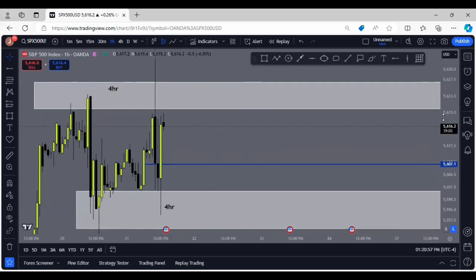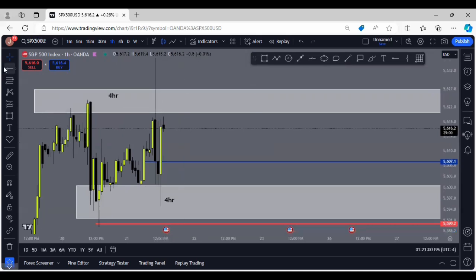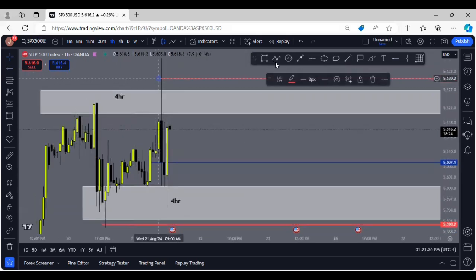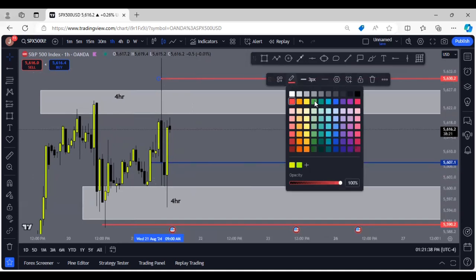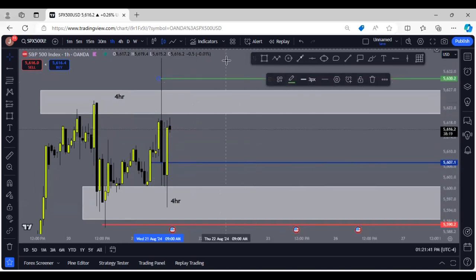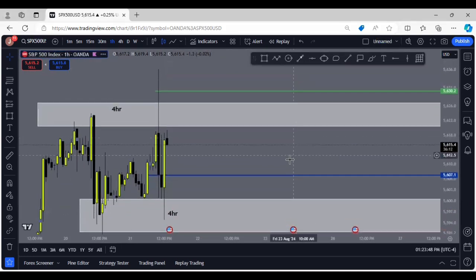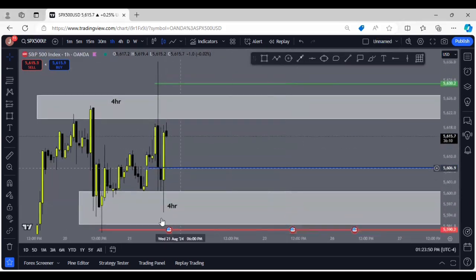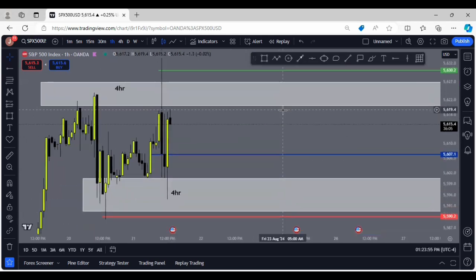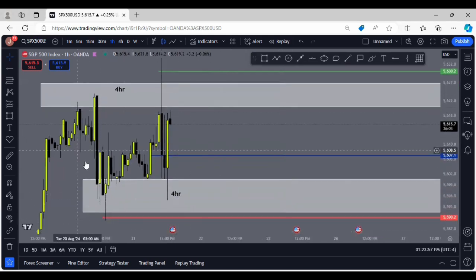So my entry was here. My take profit was literally, let's do that near me, because that's the color it was in mine. As you can see, price literally flew past it. So ideally, what I did was I basically just mapped out, like I said, that sell side liquidity had been taken.